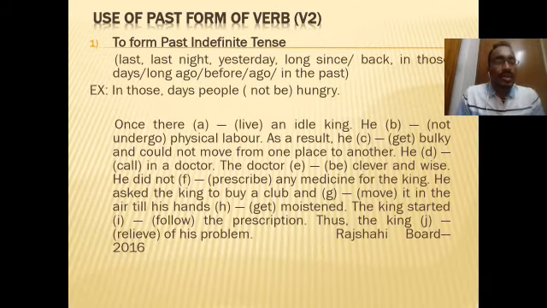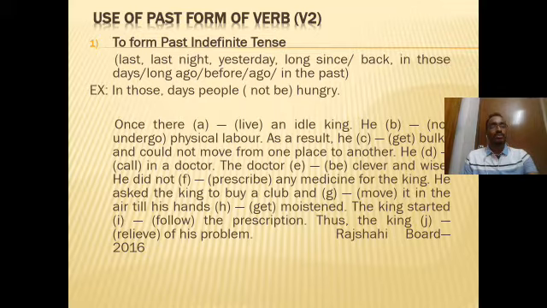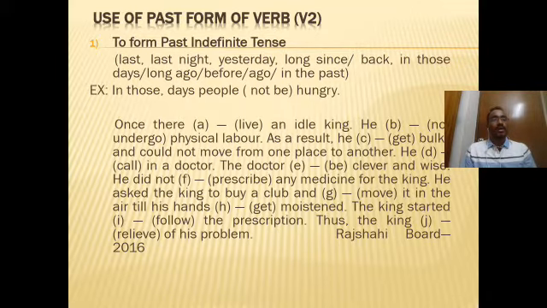Now we are going to learn the use of past form of verb or the verb 2. So when do we use the second form of verb? The first one is to form past indefinite tense. So to form past indefinite tense, there are some indicators. And what are those indicators? You see written here: last night, yesterday, long since or long back, in those days, long ago, before, ago, in the past. These are the indicators.